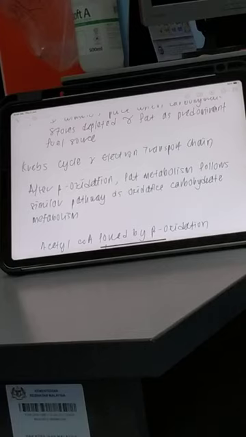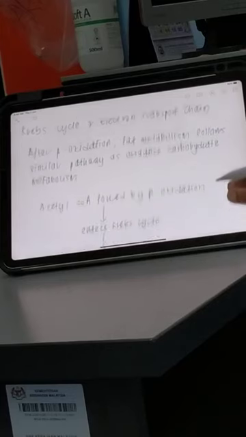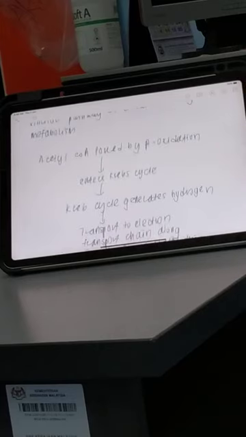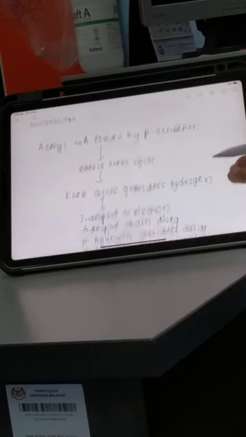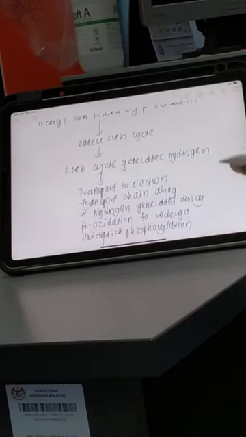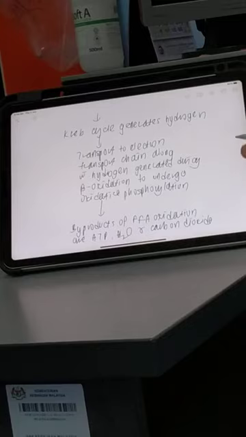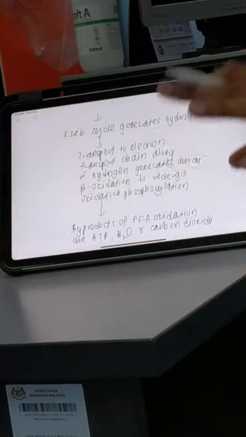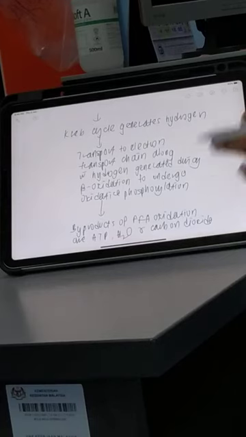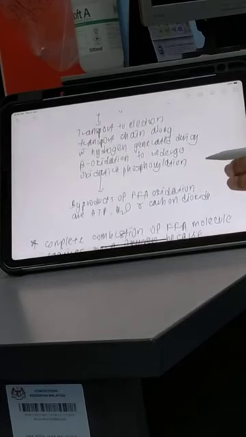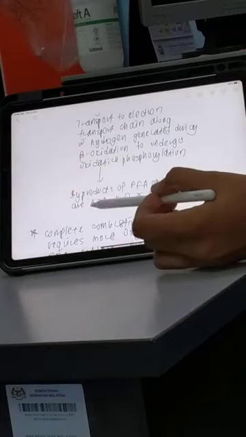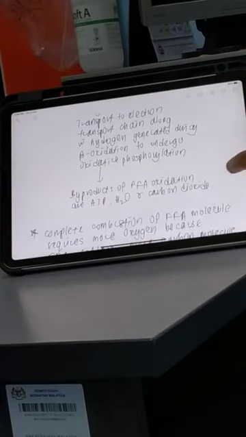So after the beta oxidation, fat metabolism follows a similar pathway to oxidative carbohydrate metabolism. So acetyl-CoA will be formed by the beta oxidation, and it will enter the Krebs cycle. So the Krebs cycle will generate hydrogen and transport it to the electron transport chain, along with the hydrogen generated during beta oxidation, to undergo oxidative phosphorylation. So oxidative phosphorylation is ADP adding on the phosphate. So that is what we call phosphorylation. So byproducts of free fatty acid oxidation will be ATP, H2O and also carbon dioxide.